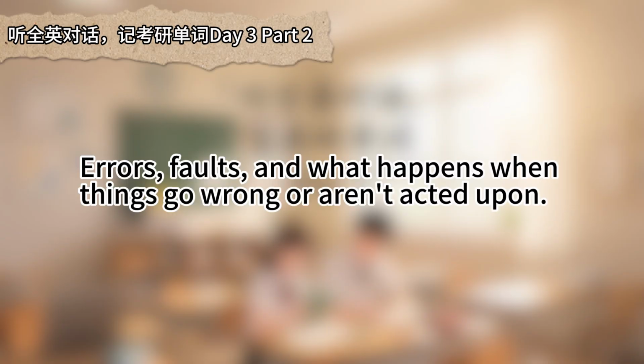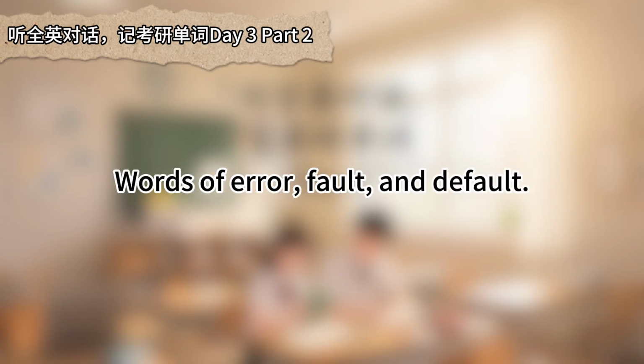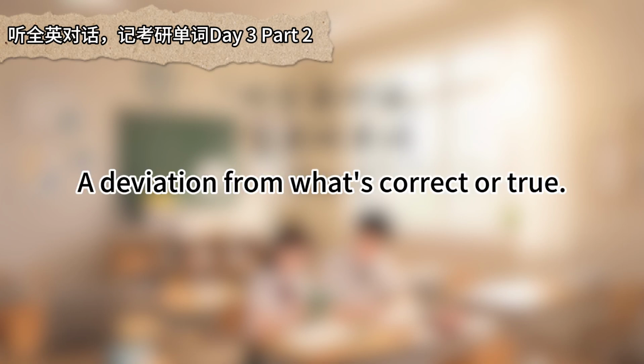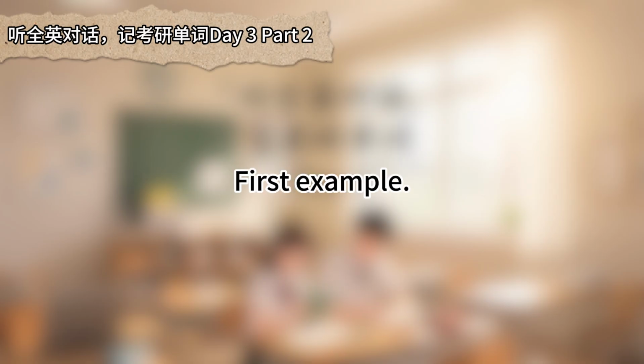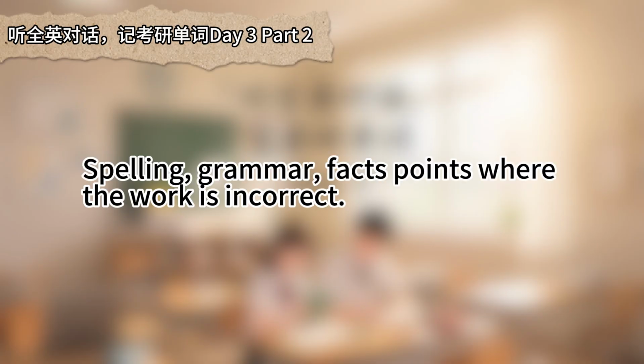Okay, final group. Let's talk about mistakes: errors, faults, and what happens when things go wrong or aren't acted upon. Words of error: error, fault, and default. Okay, let's distinguish these, starting with error. E-R-R-O-R, noun, a mistake, a deviation from what's correct or true. The mistake itself. First example: there are too many errors in your work. Straightforward. Specific mistakes, spelling, grammar, facts, points where the work is incorrect.